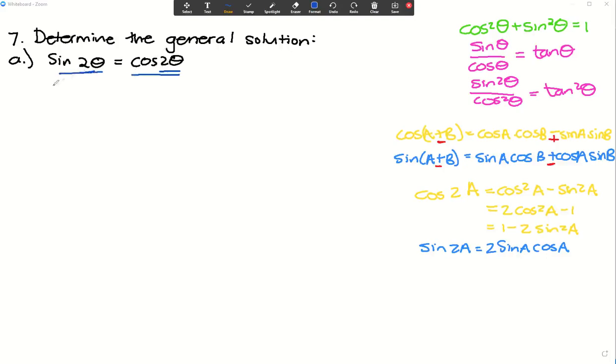So we just divide by a cos 2 theta on each side, and we end up getting tan 2 theta is equal to 1. And when we've got that, we want to arc tan to get our reference angle. And our reference angle when we arc tan is equal to 45 degrees. I'm just going to show you how to do that quickly.